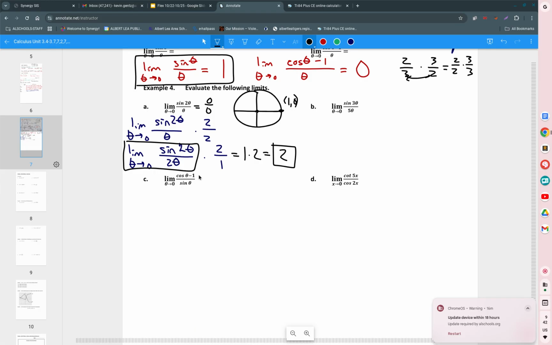I have my next one. I have the limit as theta goes to 0 of sine of 3 theta over 5 theta. And I don't have the same angle on the top as I do in the bottom. What angle do I want in the bottom instead of 5 theta? I want 3 theta. So let's multiply the top and bottom by 3.